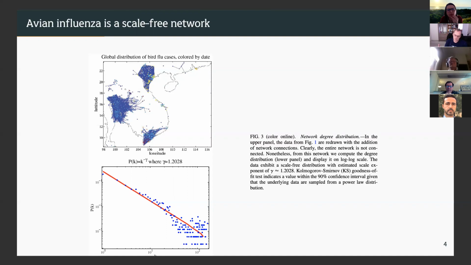Every dot is a reported case of avian influenza in a bird. These can be wild birds or poultry farms or whatever. These are reported to an international body. It's the animal version of the World Health Organization. I've forgotten the acronym, but they've got all the data.